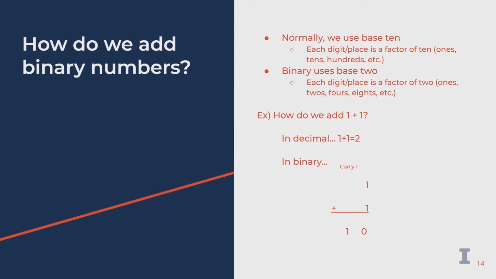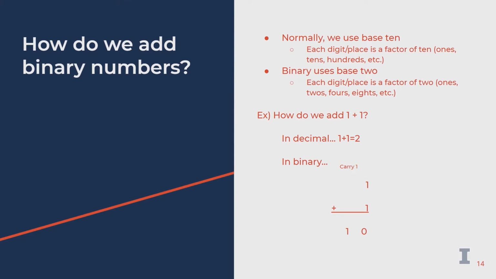Meanwhile, in binary, we have base 2, so we only have zeros and ones. But then each place is going to be representative of a factor of 2. So our first digit is still going to be 1 because that's going to be 2 to the 0. But every place afterwards is going to be representative of a factor of 2. So we're going to go from 2, 4, 8, 16, 32, so on and so forth. We can use binary to represent any number as well, with powers of 2.